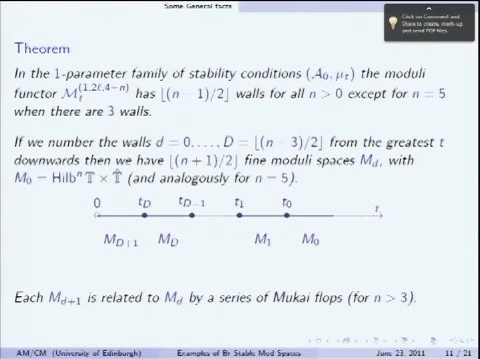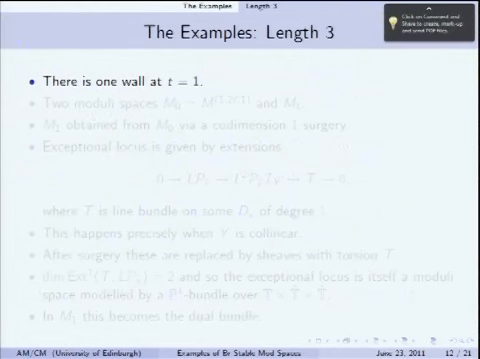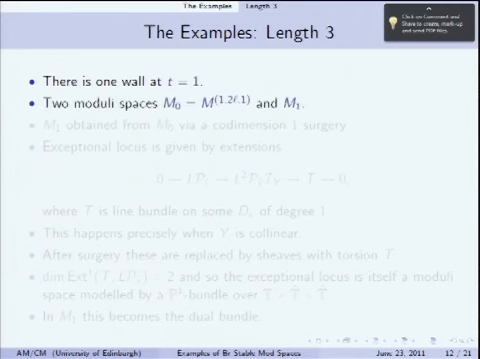So what I'll do is, rather than saying anything more general, let's go through the examples. I'm going to start at length 3. I'm going to do length 3, 4, and 5. They all exhibit rather different behavior. 5, we've seen, is a bit weird because it's got this higher rank destabilizer. So in this case, there's precisely one wall, as it happens at t equals 1.